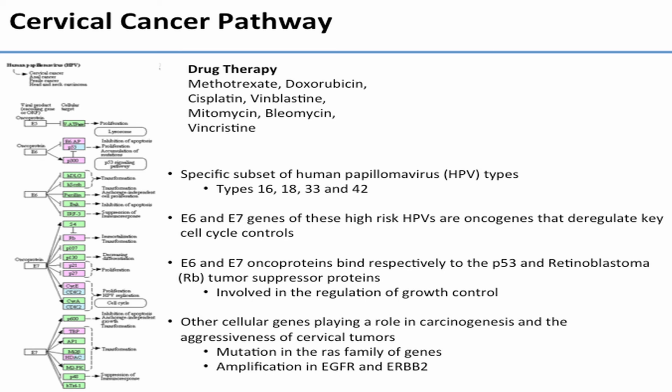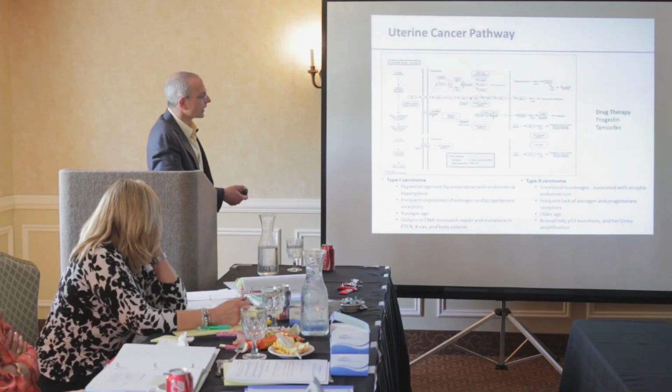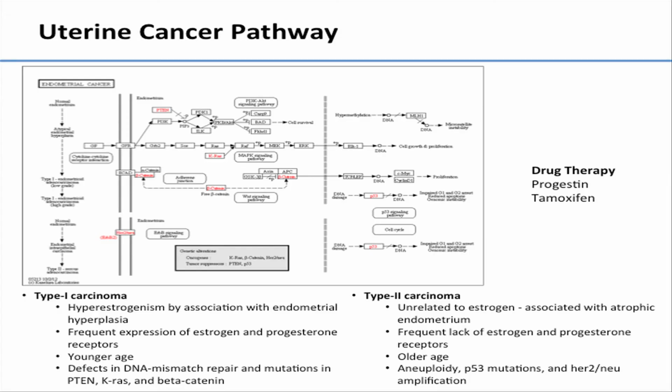That's what they love. And then, of course, with uterine cancer, you have type 1, which occurs at an early age, and type 2 carcinoma, which occurs in older age. Hyperestrogen impacts endometrial hyperplasia. Some of the players in this one are PTEN, KRAS, and beta-catenin in the Wnt pathway. And then over here for the older age onset of type 2 carcinoma.